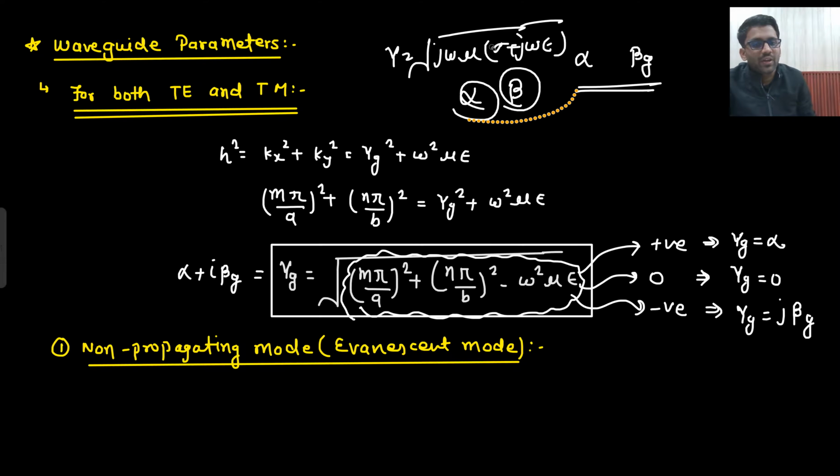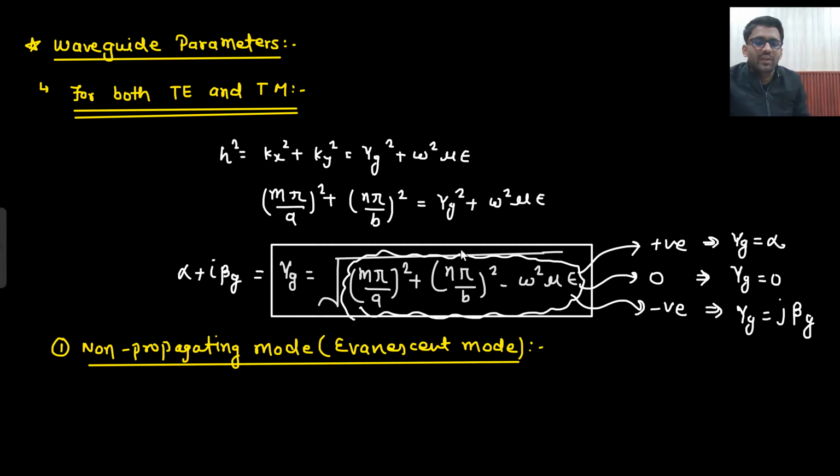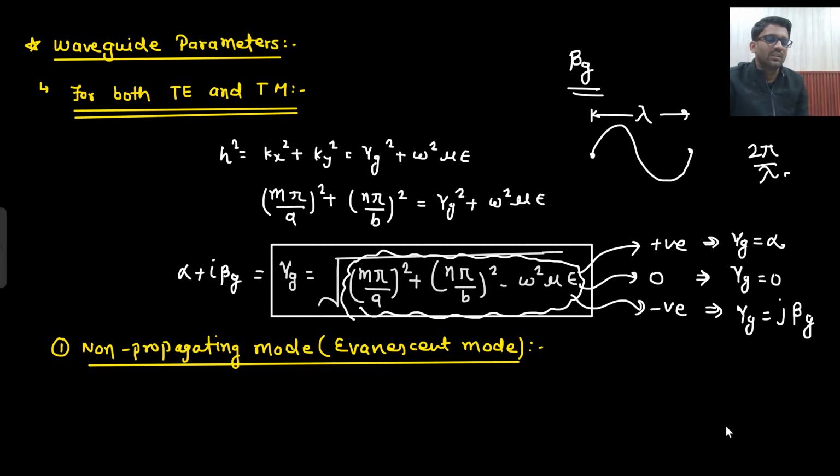Now if the wave is propagating, that means certainly it needs to have some phase constant. If wave propagates, what do you mean by phase constant? In one wavelength, how much phase is changed? 2 pi by lambda, that is your phase constant. So if wave is propagating, then certainly there has to be beta g. If you remember, E naught e to the power minus j beta z we used to write. So if propagation is there, that means beta g has to be there. And if beta g is not there, that means there is no propagation at all. So what is the condition of no propagation?